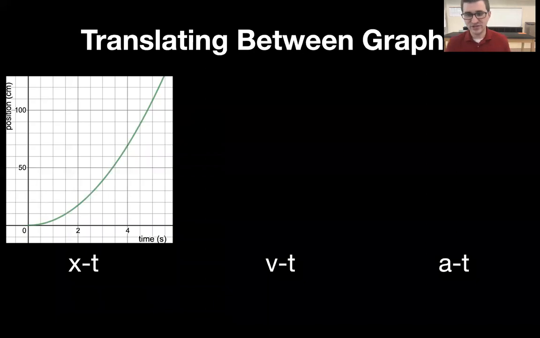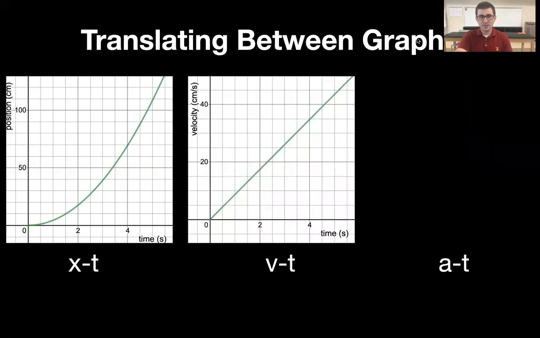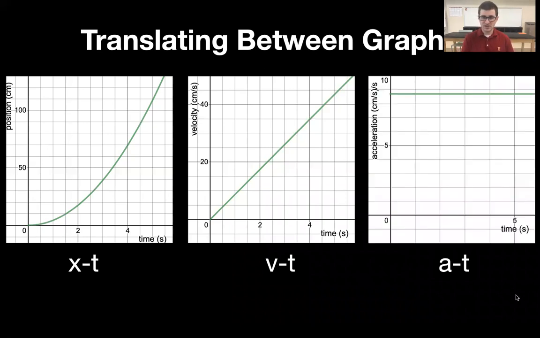So now that we have the position versus time graph and we figured out how to translate the curvy or nonlinear position versus time graph into a linear velocity versus time graph, the question becomes, how do we figure out the acceleration versus time graph? So again, looking at the slope of the velocity versus time graph, the slope is 8.7 centimeters per second squared, and it is a constant slope. So we can say the acceleration has a constant acceleration of 8.7 centimeters per second each second for the whole time.